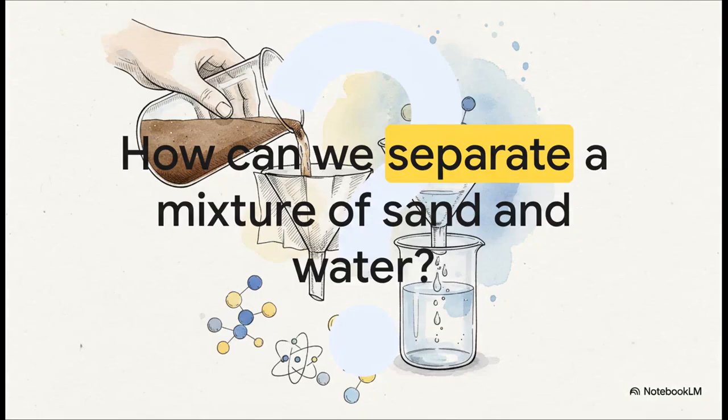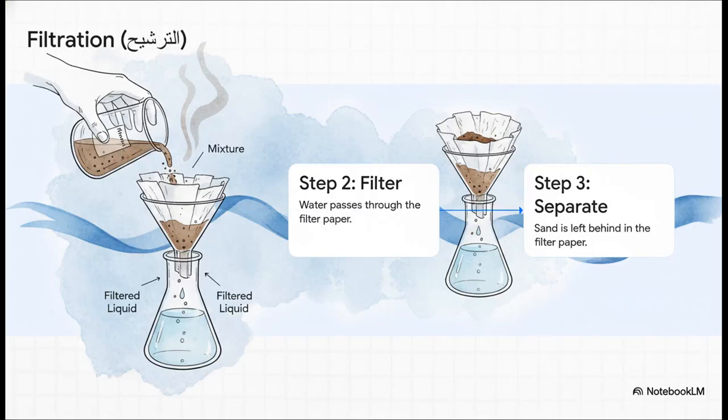Now, since we know we can separate mixtures, how would we actually do it for our sand and water example? How could we get that sand back out of the water? Any ideas? We use a really simple physical method called filtration. It's just a simple three-step process. First, you pour the mixture through a filter. Second, the water passes right through the filter paper. And third, the sand gets trapped and is left behind.